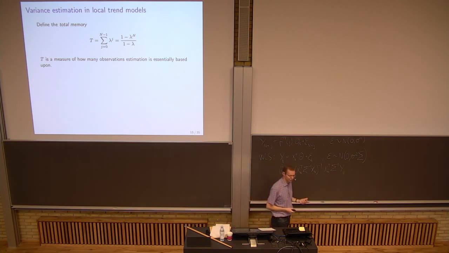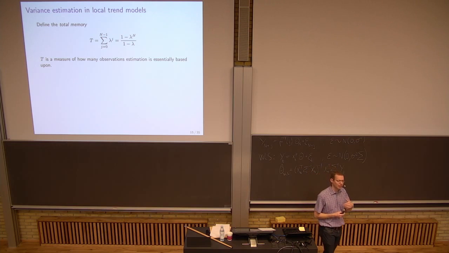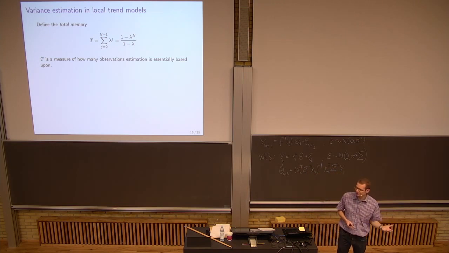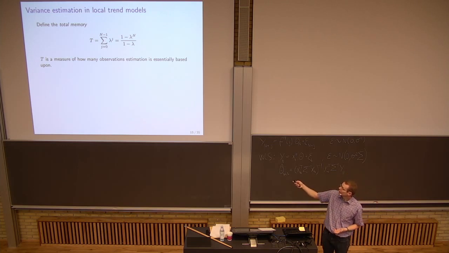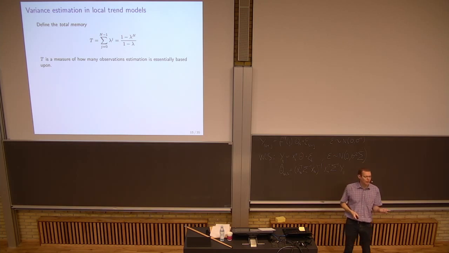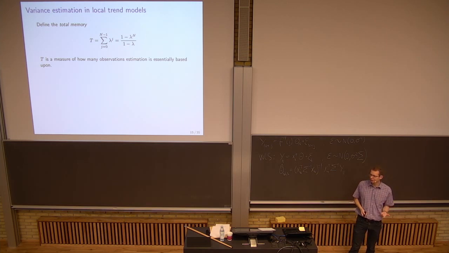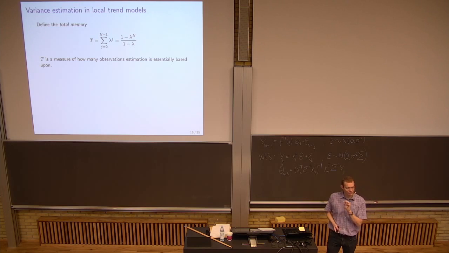So let's just assume that n is large, then it's easy. Let's say lambda equals 0.5. Well, 0.5 to a large power, that's 0. So then it's 1 divided by 1 minus lambda. That's 1 divided by a half, that's 2. So if lambda is 0.5, then T becomes 2.